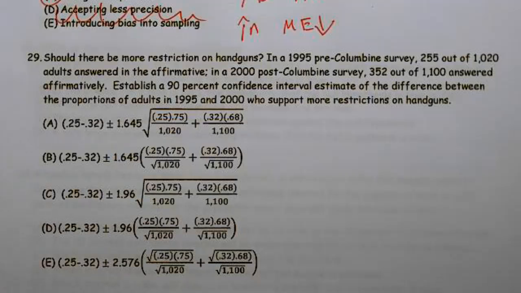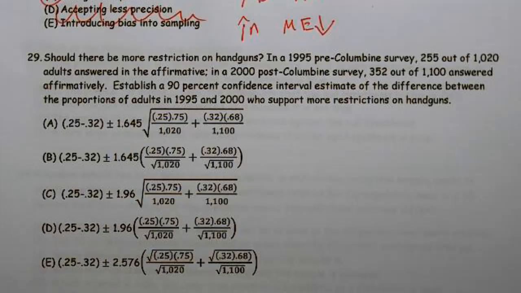Should there be more restriction on handguns? In a 1995 pre-Columbine survey, and I remember where I was on that day when that happened and watched it happen live, rough day, 255 out of 1,020 adults answered in the affirmative. In the 2000 post-Columbine survey, 352 out of 1,100. So we have two independent samples, one pre-Columbine, one post-Columbine, so we're subtracting them, all right?